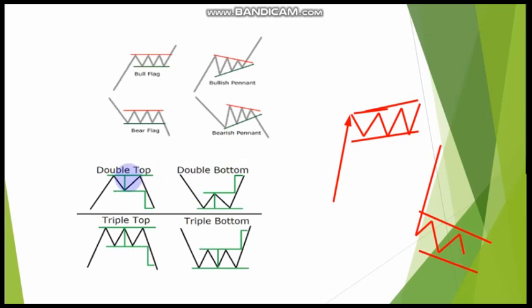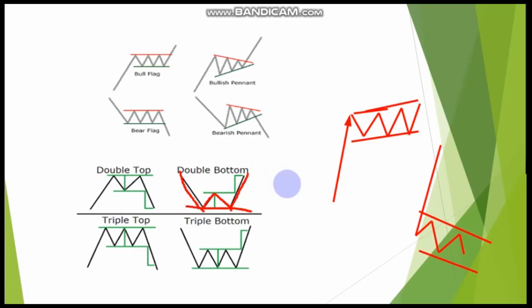So we have a double bottom. As you can see, the price comes, it hits, maybe this is your support line, it hits your support line and bounces back, then comes again. Once it comes again and forms this pattern, you know this is a double bottom, and in section 2 you will know how to trade this double bottom.